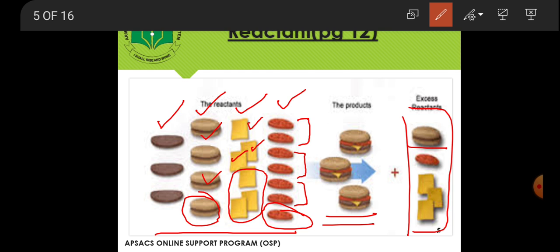If we consider this as a chemical reaction, then we can consider the ingredients as reactants, and we can say that these are the reactants which are present in excess after the chemical reaction. These are the reactants which are not consumed. These are the reactants which are present in excess. So we call these the reactants present in excess.